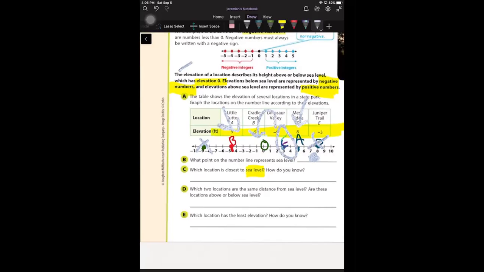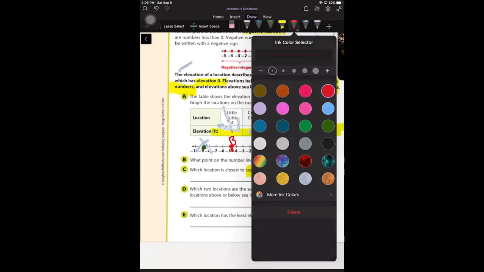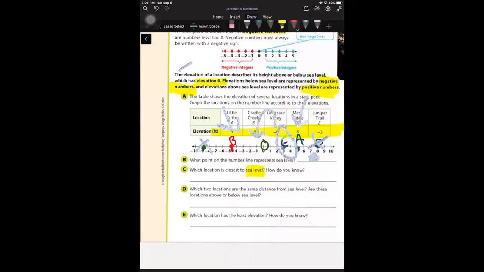So which location is closer to sea level, and how do you know? So let's just say, we know it's already 3. How do you know? So now you'll fill that out. All right.